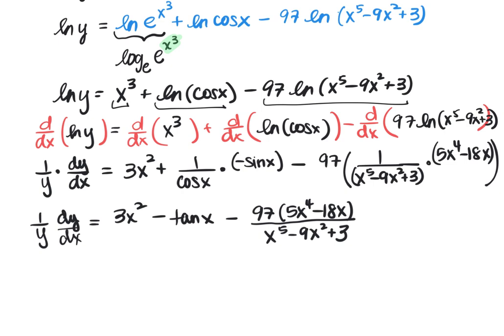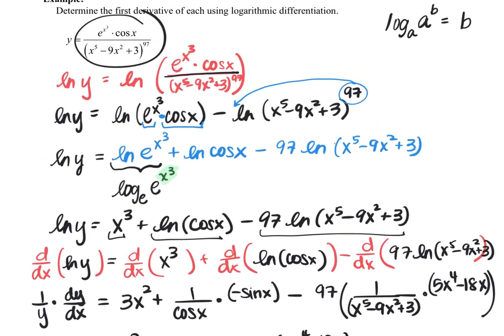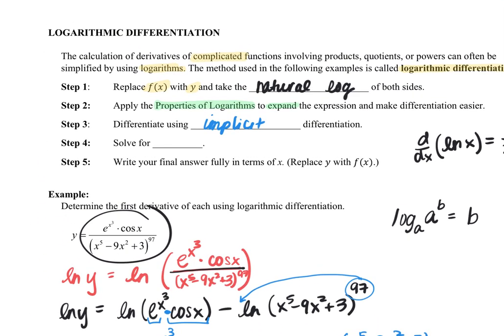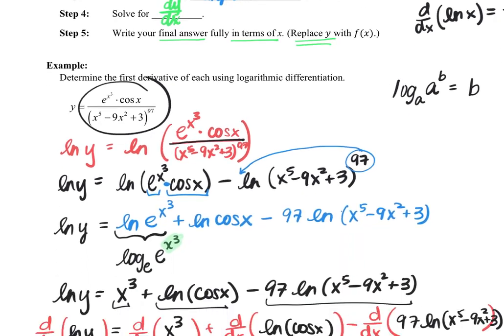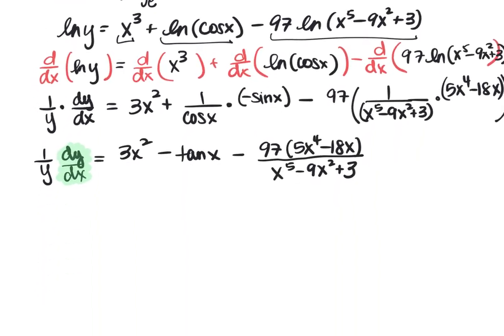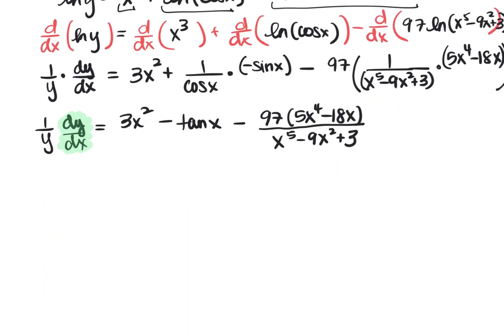Now the remaining part of the process is just to solve for dy/dx. So let's go back to our step-by-step procedure here. Step 4, we want to go ahead and solve for dy/dx. That was the derivative we were looking for. And then at the very end, we want to write our final answer fully in terms of x. In other words, we're going to be getting rid of or replacing our y. So we're almost done. We just need to solve for dy/dx.